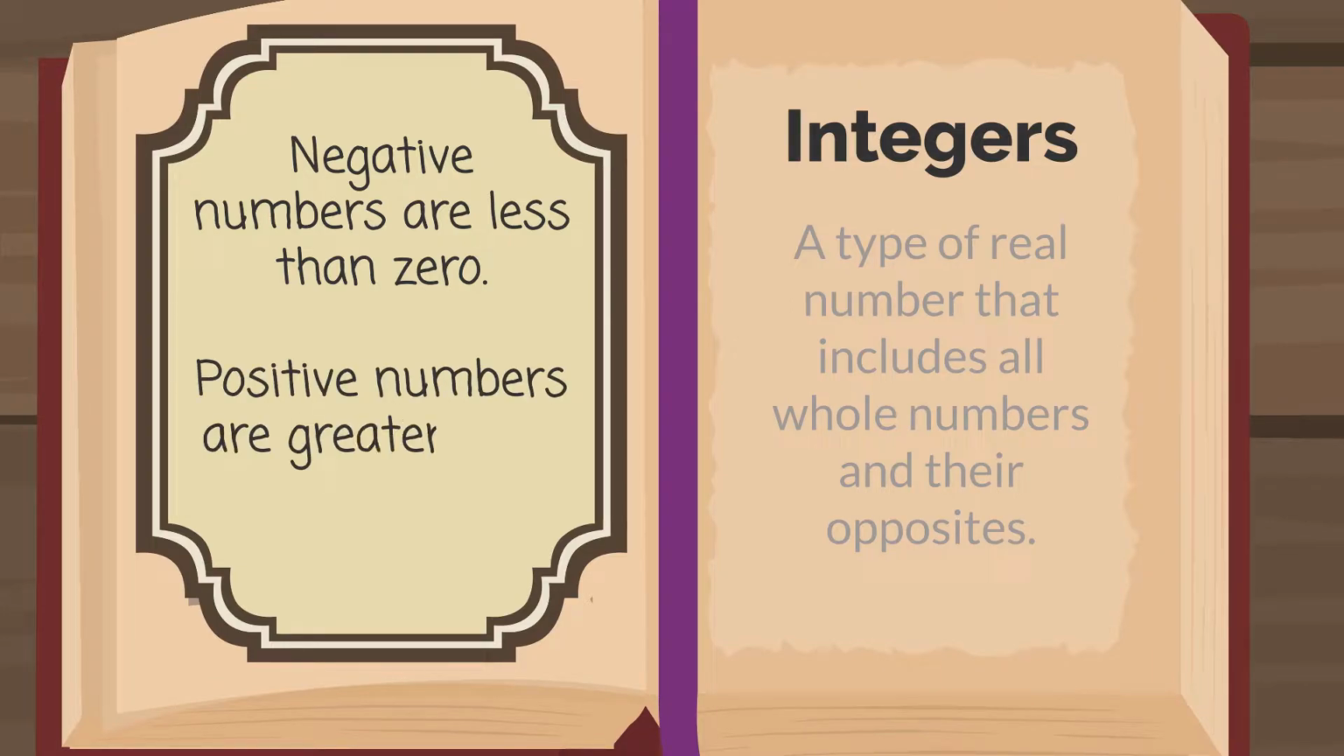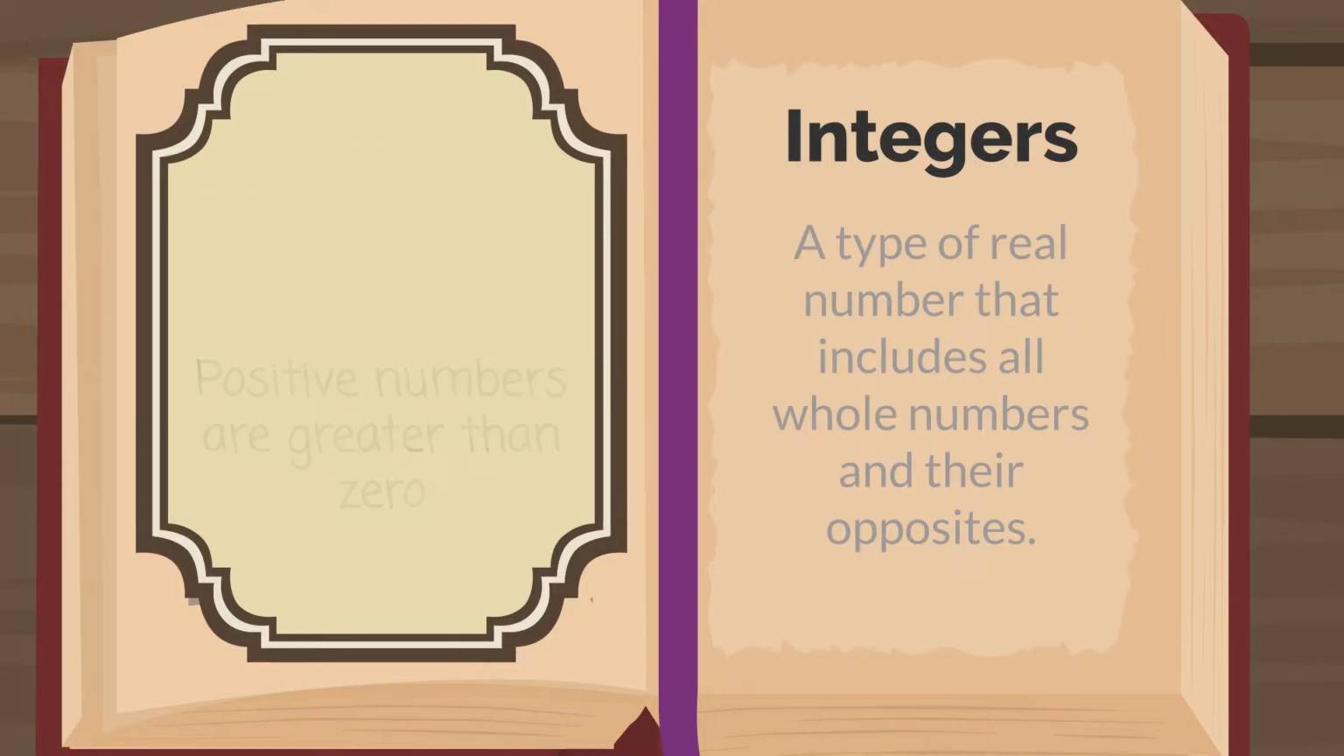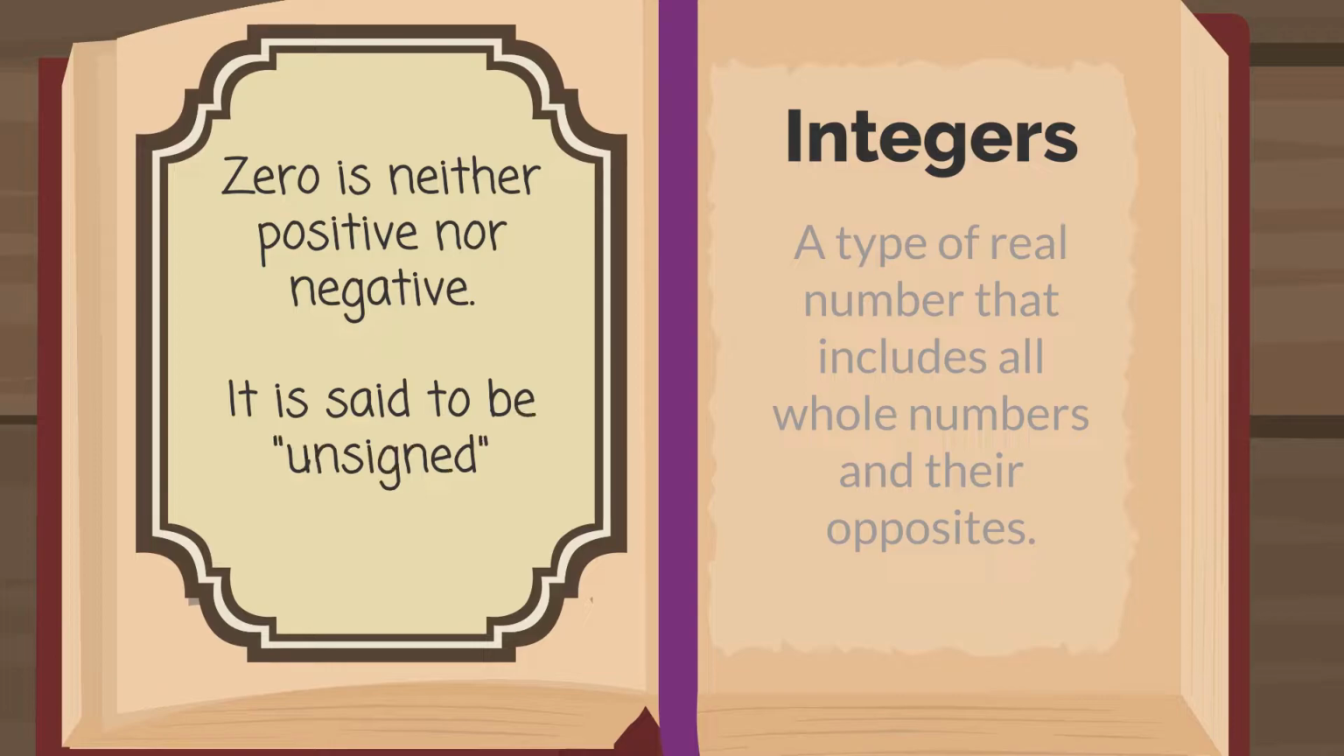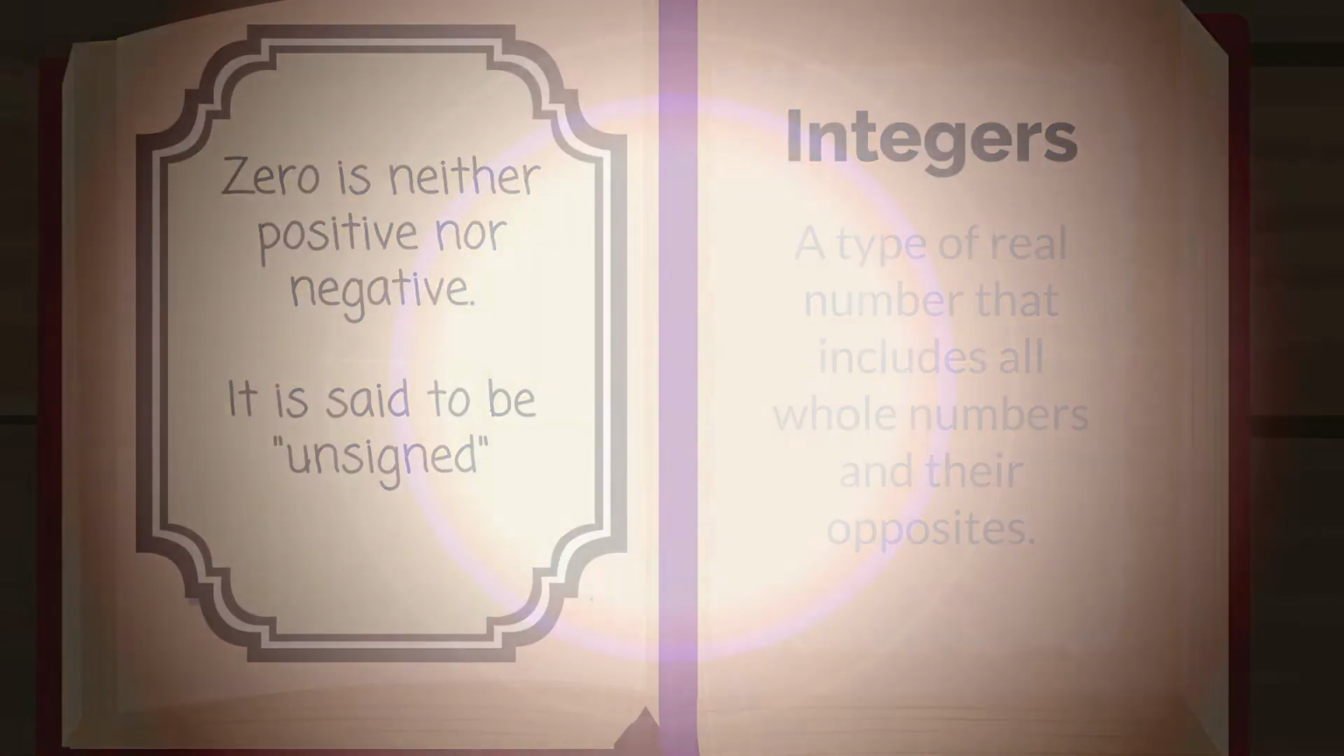Positive numbers are values greater than 0. You have been working with positive numbers since you started counting. And 0? Well, it is just 0.